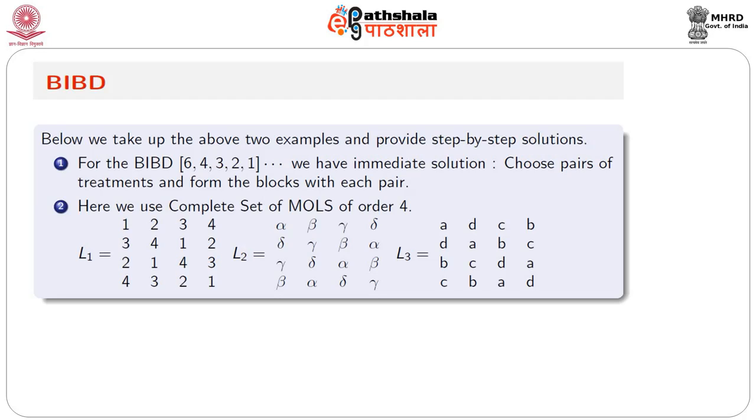So first thing is we start with a complete set of mutually orthogonal Latin squares of order 4. L1 is the first Latin square of order 4, L2 is the second, L3 is the third. One involves the numbers 1, 2, 3, 4, another involves the Greek symbols alpha, beta, gamma, delta, and the other involves the Roman symbols A, B, C, D. These three are mutually orthogonal in the sense that if you superimpose L2 on L1, then you can find 1 alpha, 1 beta, 1 gamma, 1 delta, 2 alpha, 2 beta, etc. All combinations will come up exactly once in the superimposition. Same with any pair. Therefore, these are called mutually orthogonal Latin squares. So we have a set like this, which involves altogether 4 symbols in every Latin square.